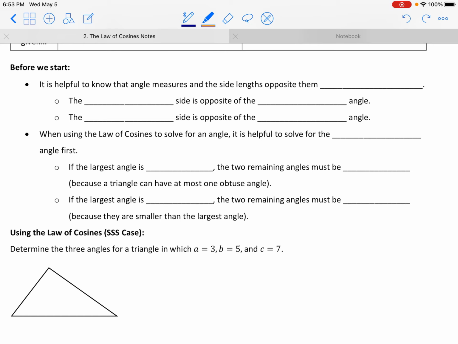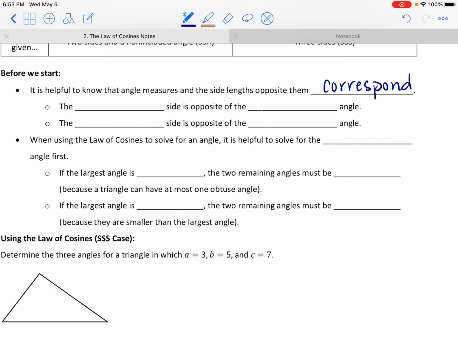Now before we go into using those formulas to solve, it's helpful to know a little tidbit about triangles. The angle measures and the side lengths opposite of them correspond. And what I mean specifically is they don't just correspond in labeling, like capital A, capital B, little b, but the longest side is opposite of the largest angle. And similarly, the shortest side is across from the smallest angle. This is helpful to know: the side lengths and angle measures correspond in size.